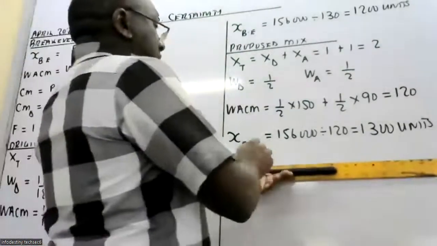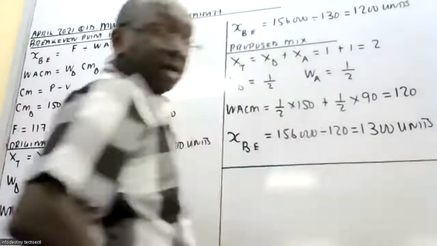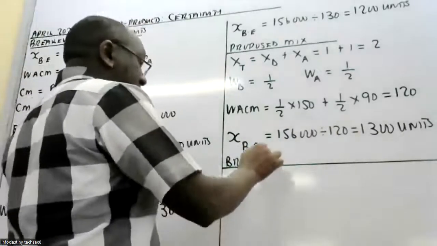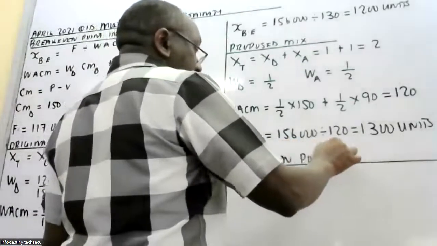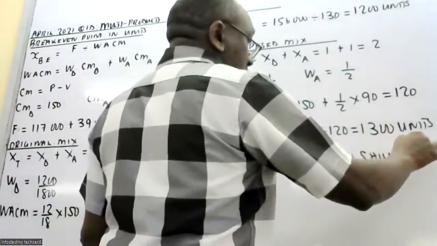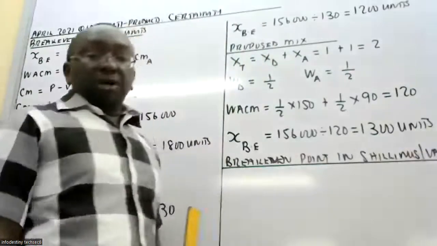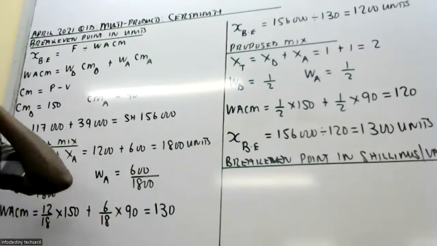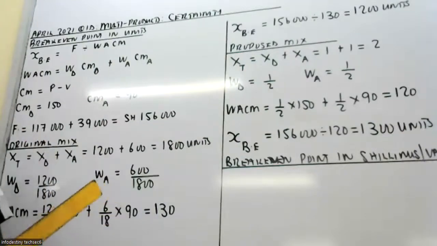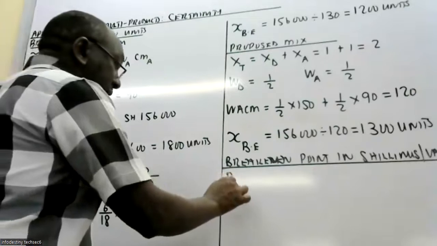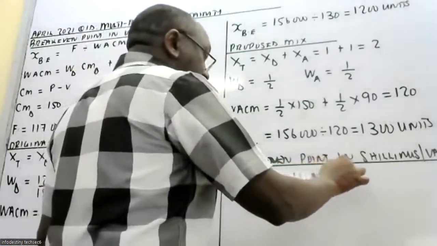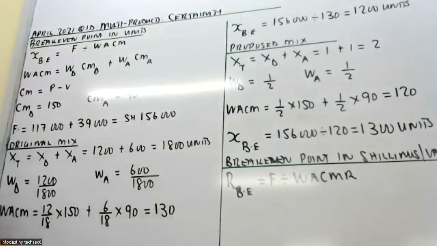Right now, the next requirement is break-even point in shillings or in value. If you are told break-even point in shillings or value, you start by the formula RBE. It is F, you divide by WACMR. That's the formula we use there.